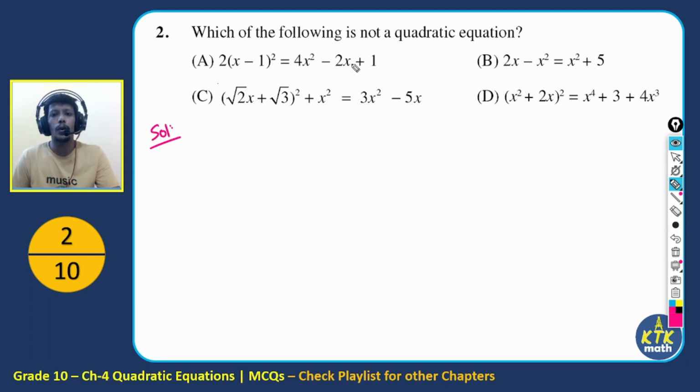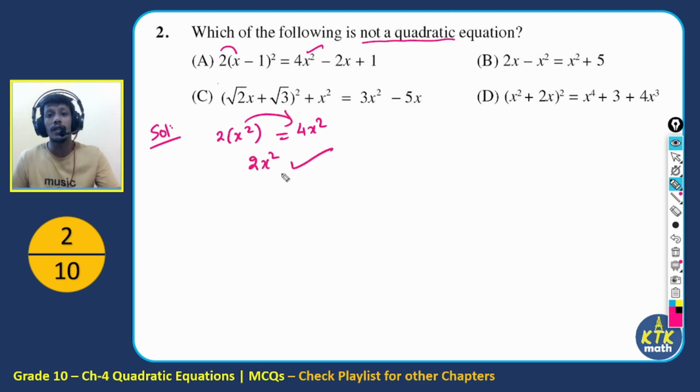4x square minus 2x plus 1. They are asking which is not a quadratic equation. So the x square term shouldn't be there. Now when you are multiplying this, the 2 x square term will be there, and on the right hand side you are getting 4x square. So even if you bring them to one side, definitely 2x square will exist. That is, the x square term will exist. Therefore the first one is a quadratic equation.